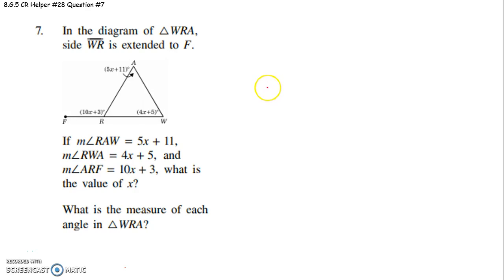It says in the diagram of triangle WRA, side WR is extended to F. If angle RAW, R to A to W, is 5x plus 11, RWA is 4x plus 5, and ARF is 10x plus 3, what is the value of x? What is the measure of each angle?